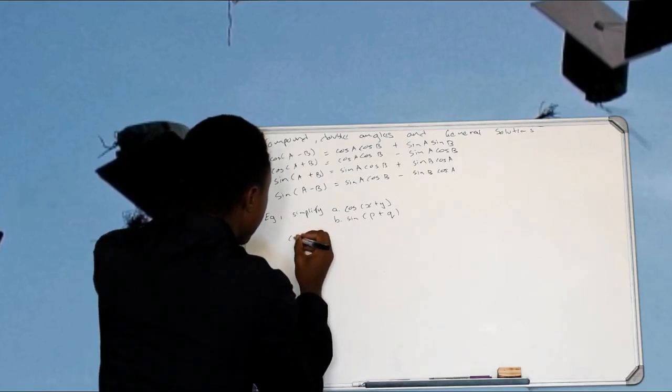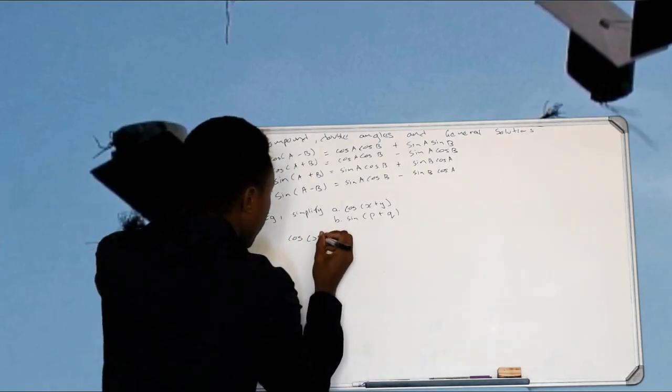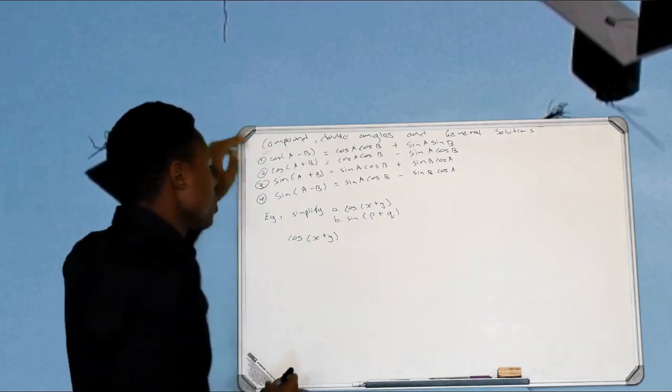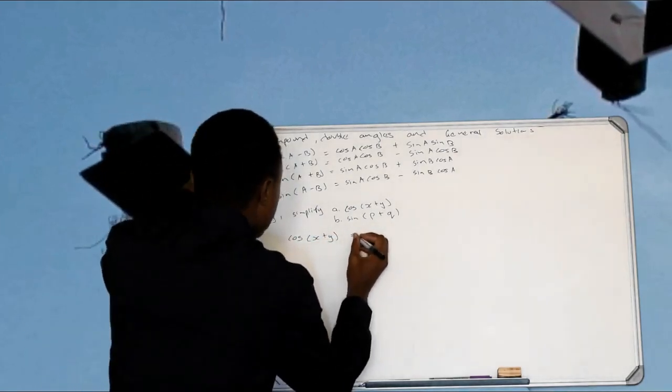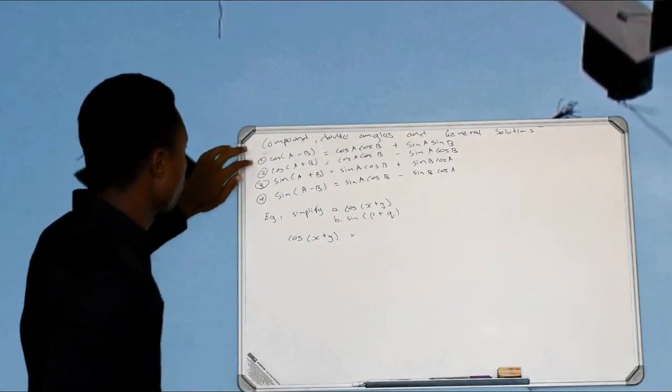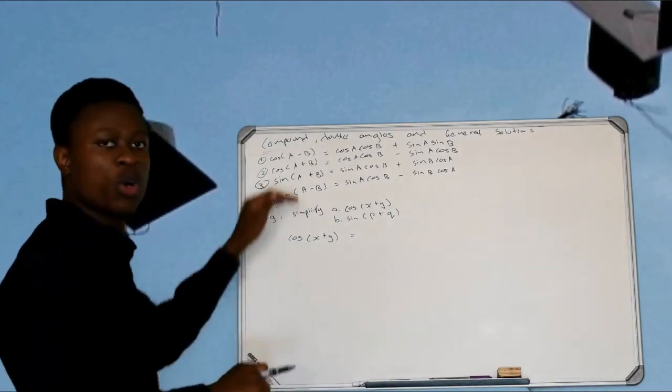What I do is I say cos(x + y). What is cos(x + y) equal to? If I look at my rules, which rule is it? It's between the first one and the second one, right? But which one is it?